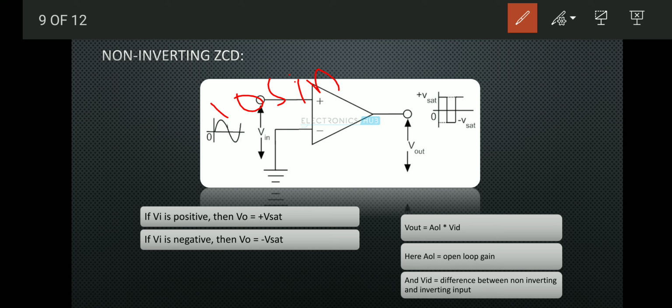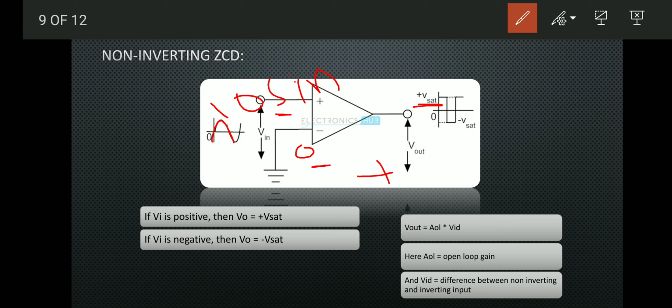In such a case, as you can see, this would be 0 volt. At the initial condition, whenever the input is completing one sine wave, that is from 0 to 10 volt, the non-inverting terminal input would be higher than the inverting terminal, so the difference, that is the VID, would be positive. In such a case, the output would be plus Vsat, as I said already.